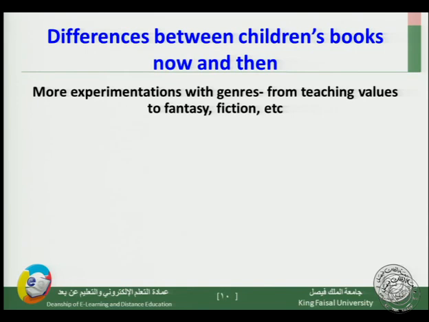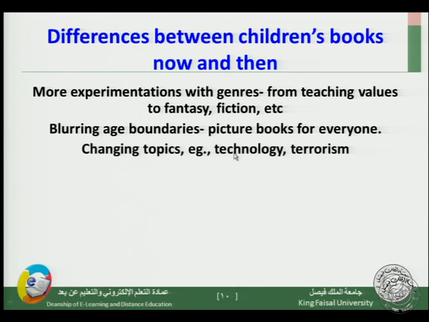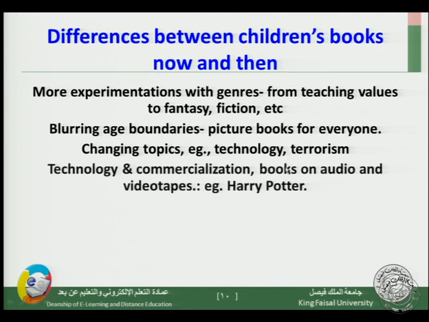More experimentation with genres, from teaching values to fantasy fiction, blurring age boundaries. I mean, these are the differences between children's literature now and children's literature in the past. There is more experimentation. You have lots of forms like fantasy fiction, teaching values, blurring age boundaries. They do not limit themselves to age 18. They talk about younger generations of people like Harry Potter, for example, changing topics, like talking about technology, talking about terrorism, differing technology and commercialization, books on audio and videotapes like Harry Potter.